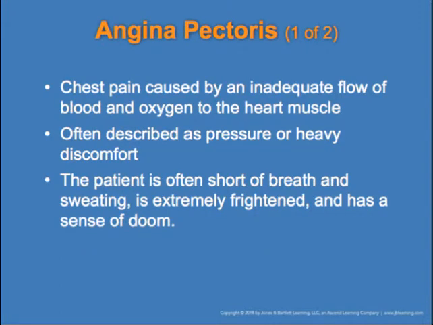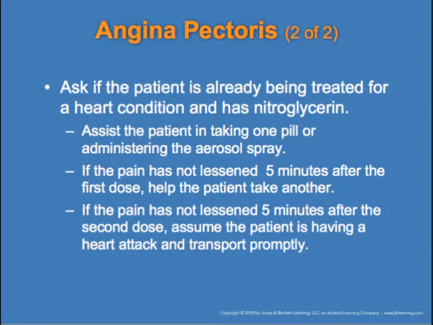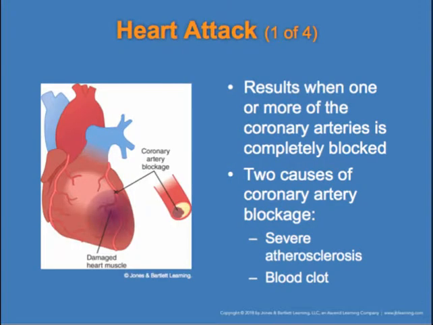Angina pectoris. Chest pain caused by inadequate flow of oxygen or blood to the heart muscle defines angina. It is often described as a pressure or a heavy discomfort. Patients often have shortness of breath, sweating, are frightened, and have an impending sense of doom. Ask the patient if they're already being treated for a heart condition and have nitroglycerin. Assist the patient with taking a pill or administering a light aerosol spray. If the pain is not lessened 5 minutes after their first dose, help the patient take another. If the pain has not lessened 5 minutes after that second dose, assume the patient is having a heart attack and ensure they get transport promptly.